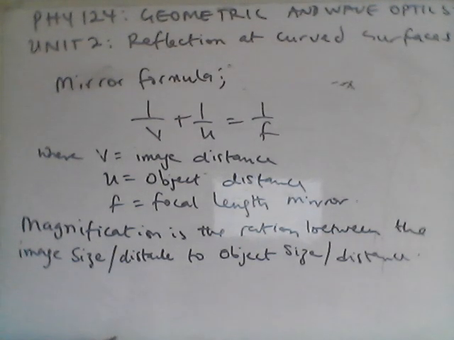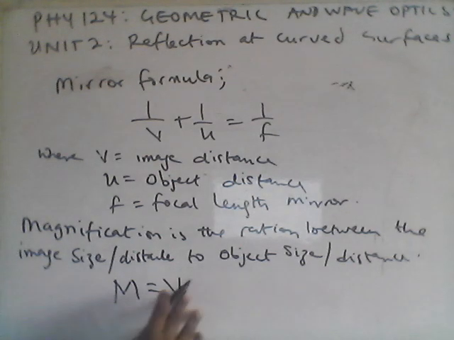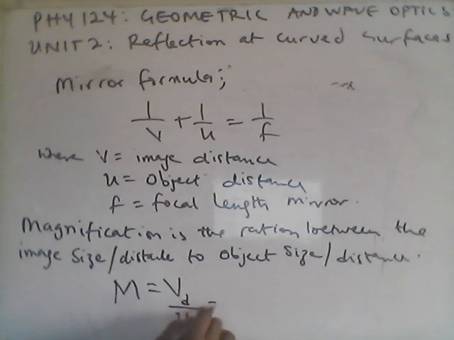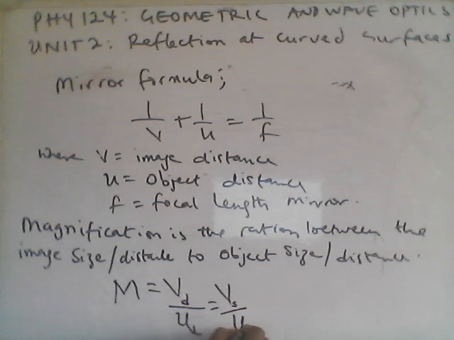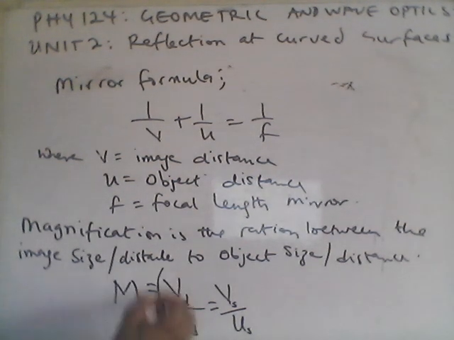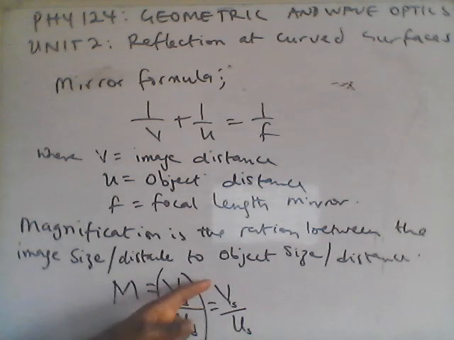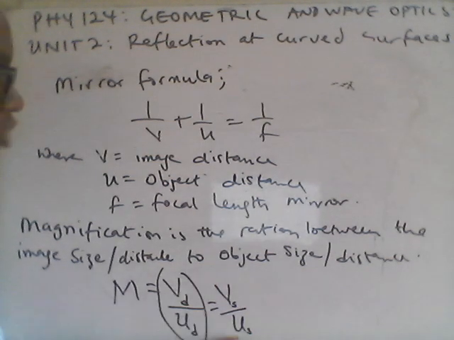So it is denoted by M is equal to V_D over U_D, or V_S over U_S. Don't mind my subscripts here. I'm writing it this way so that you can know what you are comparing. If you are comparing distance, it is image distance and object distance. If you are comparing size, it is image size and object size.